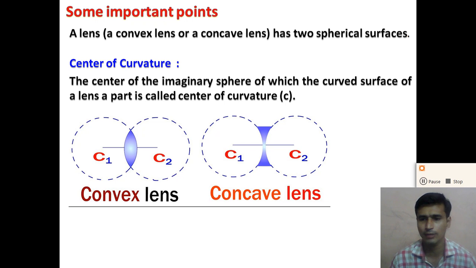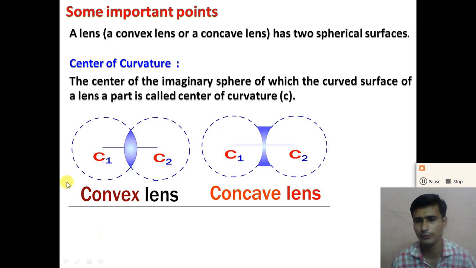So in the concave lens or convex lens, center of curvature. What do you mean by the center of curvature? The center of the imaginary sphere of which the curved surface of the lens is a part is called the center of curvature, right?